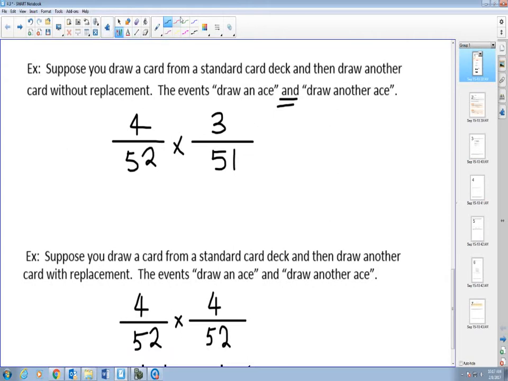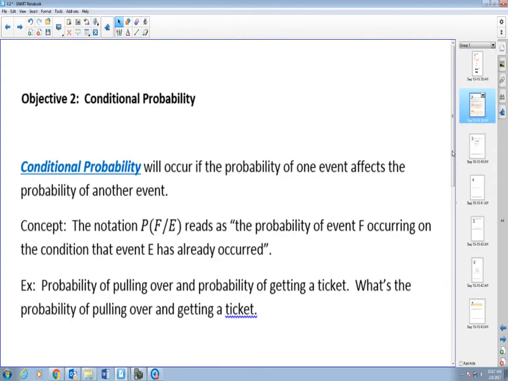So, dependent event. This is a dependent event. A dependent event can be described using what we call conditional probability. Conditional probability occurs if the probability of one event affects the probability of another event. Two events that are dependent give us what we call the conditional probability. The notation P(F|E) reads as the probability of event F occurring on the condition that event E has already occurred.